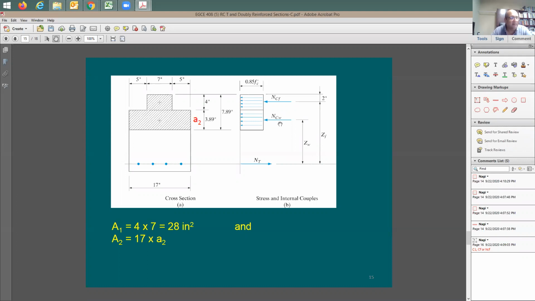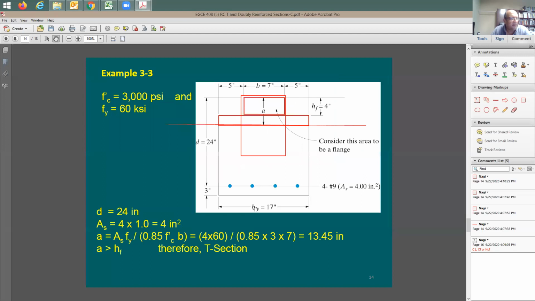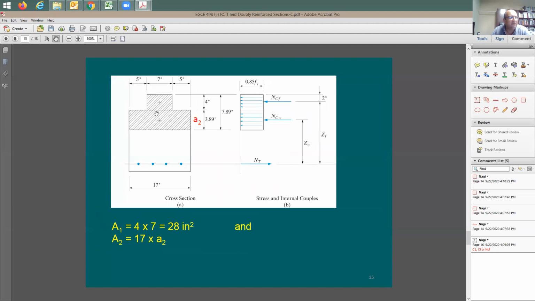Now take this Ncw, you have a numerical value for it. It's going to be equal to a sub 2, lowercase, times the total width, 17 inches, times 0.85 f'c, equal to Ncw. With that, you have only one unknown in your equation, which is a sub 2. Now for the total depth of the compression block, look what happened. In this analysis it was 13.45. Now that I assume the real distribution of the stress over this area, I have 7.89 inches. All right, good. Now I have the total block depth.